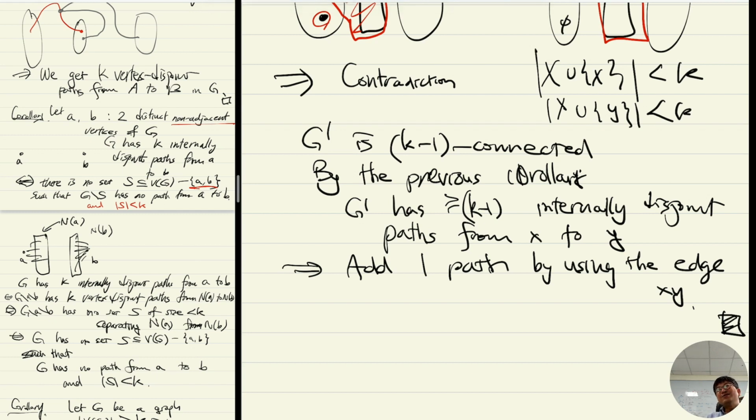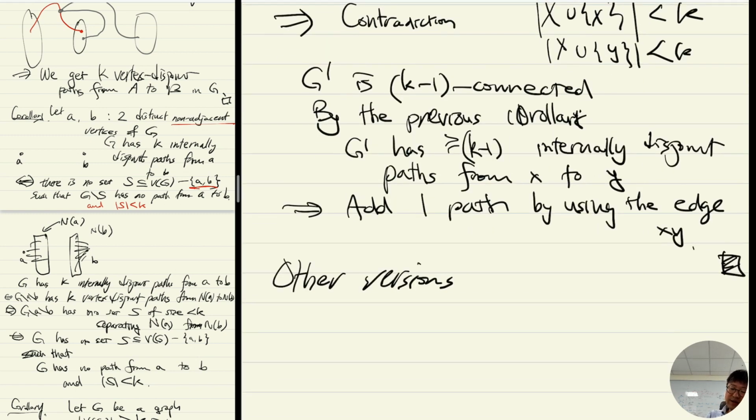All right, so that proves the graph is K connected if you have K internally disjoint paths from X to Y, and I don't care whether these two vertices are adjacent or not. There are other versions of Menger's theorem, and people still call it Menger's theorem. Let me just mention.